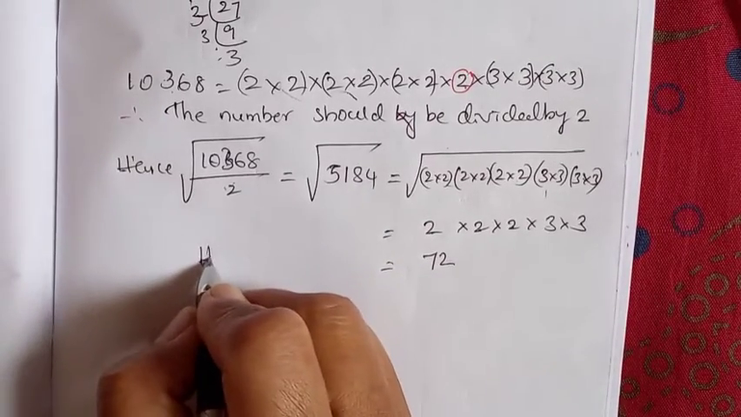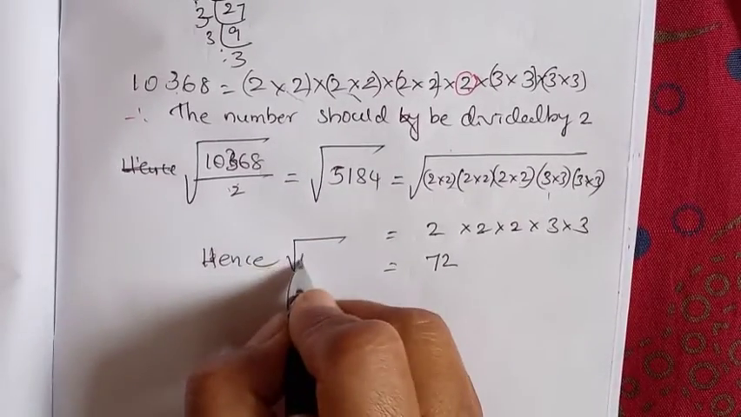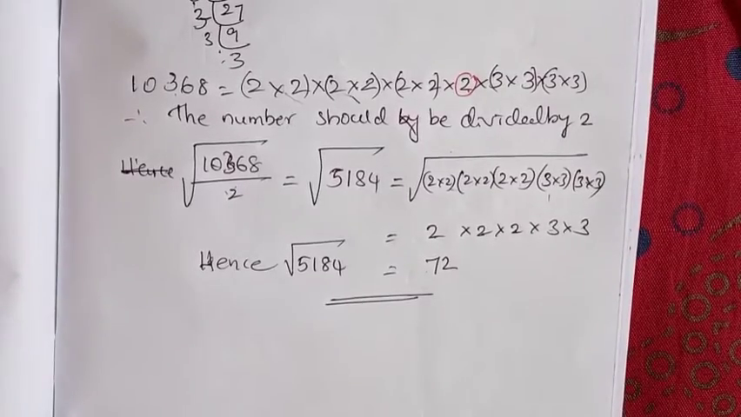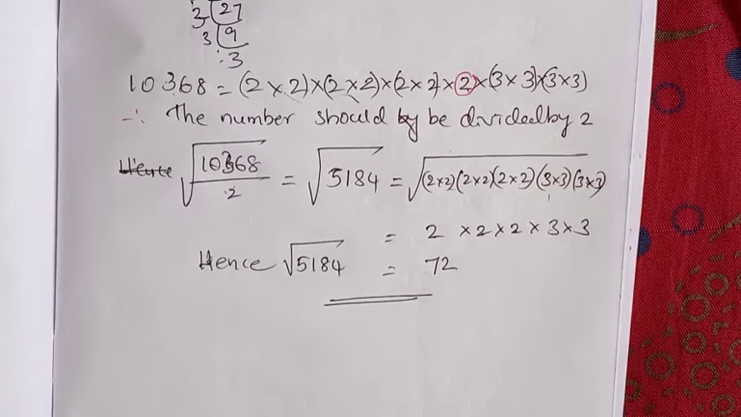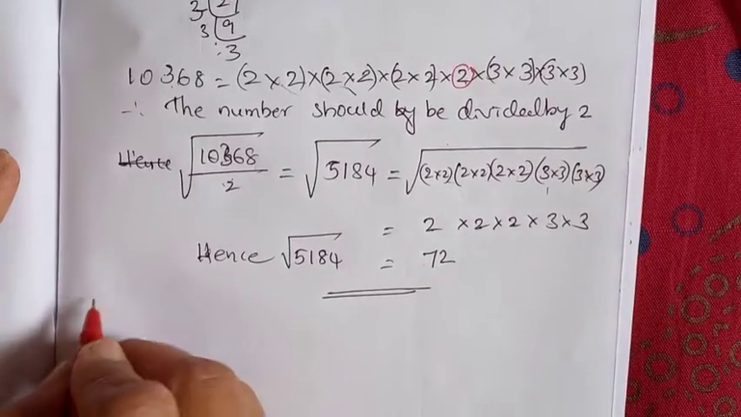Hence 5,184 square root is 72. This is very simple, children. Just the procedure is a bit long, but it's a very simple problem. Next, question number 5.